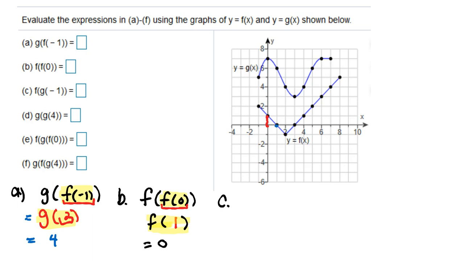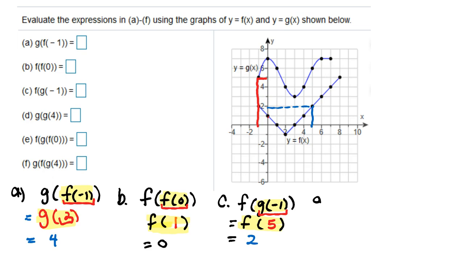Let's try the next one. F of g of negative 1. So we'll start with g of negative 1. We have an x value of negative 1. I'm going to go all the way up to the graph of g, and the y value is 5. So g of negative 1 is 5. Now I want to find f of 5. Here's where x is 5. I'm going up to the graph of f, and the y value there is 2. So f of g of negative 1 is 2.